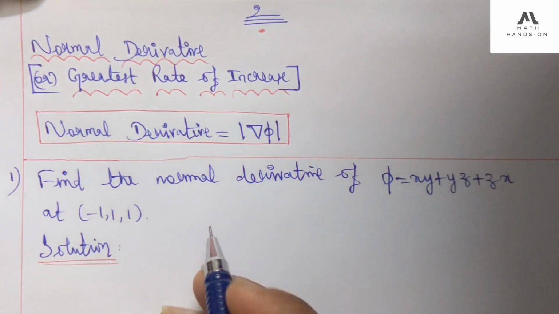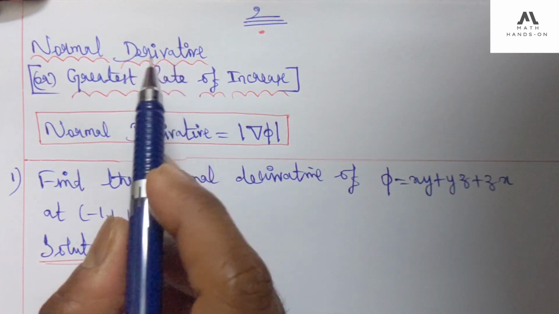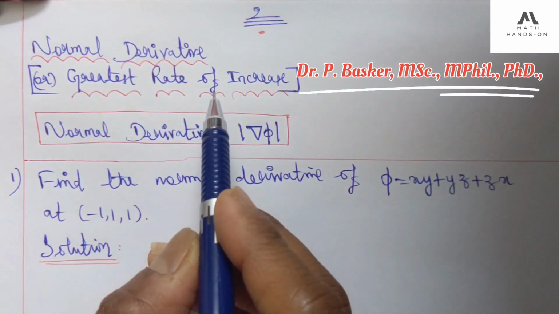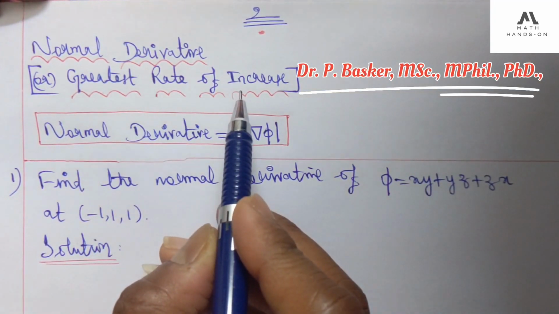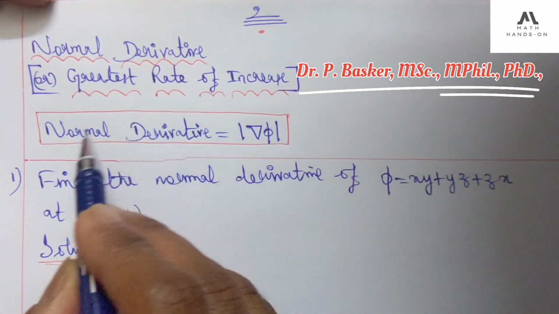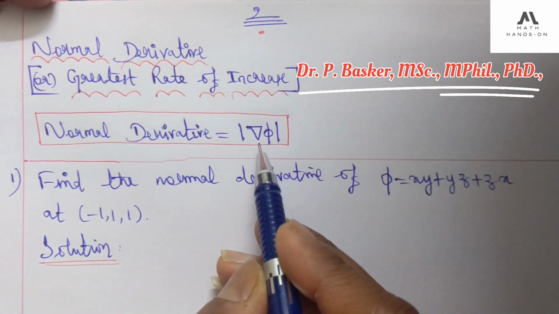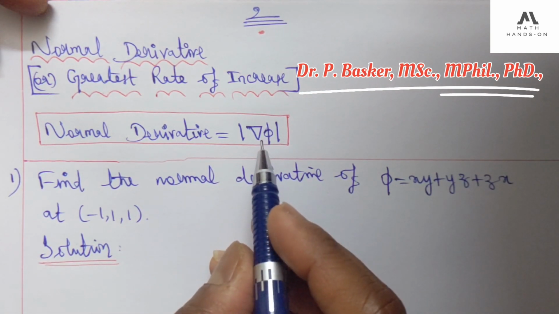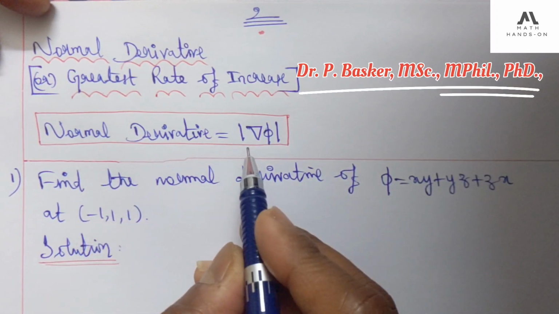Hello everyone. In this video I am going to explain normal derivative. Normal derivative and greatest rate of increase are both the same. Either the question will be asked as normal derivative or greatest rate of increase. The formula for normal derivative is the modulus of del phi. We already know del phi means the gradient of phi, so the magnitude of the gradient is nothing but the normal derivative.